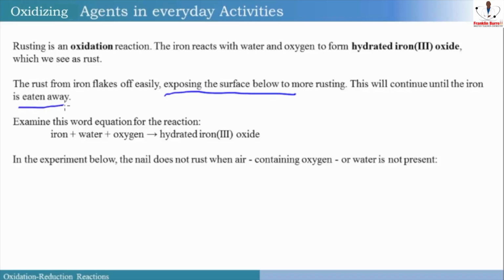All the iron will be eaten away. So the equation to form your iron(III) oxide is iron plus water plus oxygen will form your hydrated iron(III) oxide, which is rust. So you've been seeing the term oxidation, and we've been talking about reducing agents. So let's look now at some definitions of oxidation and reduction so we can get into talking about oxidizing agents and reducing agents.